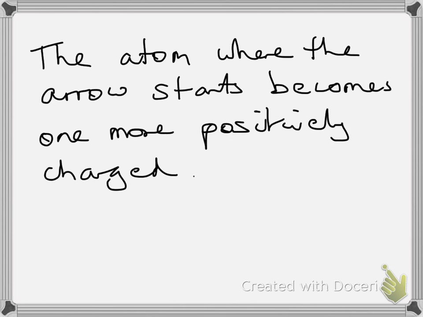The atom where the arrow starts becomes one more positively charged. The reason being is the electrons are moving away from that atom. So if that atom was neutral to begin with, it will become positive. And if it was negative to begin with, it will become neutral.